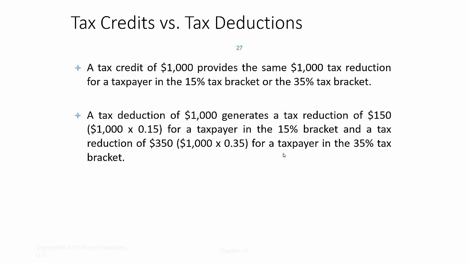So here's an example of a credit versus a tax deduction. Let's assume that we have a tax credit of $1,000. That will provide the same $1,000 reduction for a taxpayer in a 15% tax bracket. A tax deduction of $1,000 will generate a tax reduction of just $150. You multiply your tax bracket by the amount of the deduction, and that's how you calculate it. So credits are a lot more favorable and desired than deductions, but deductions obviously still do help. The higher your tax bracket, the more important a deduction is to you, but tax credits tend to be a lot more given when it comes to the tax code and potential refunds.